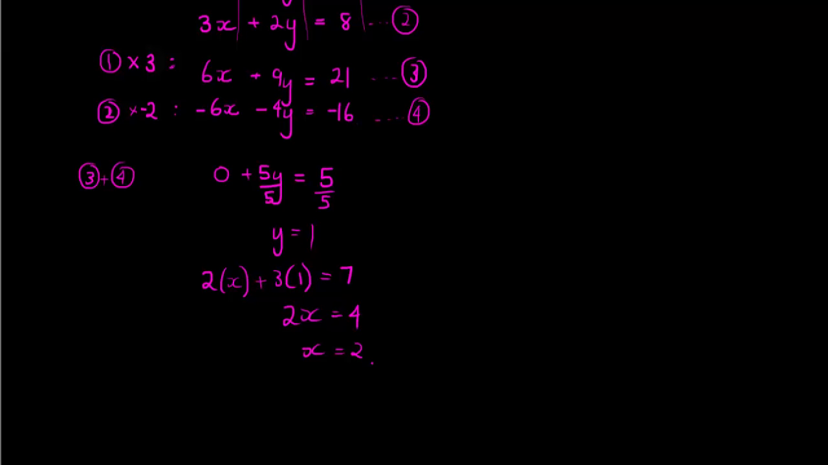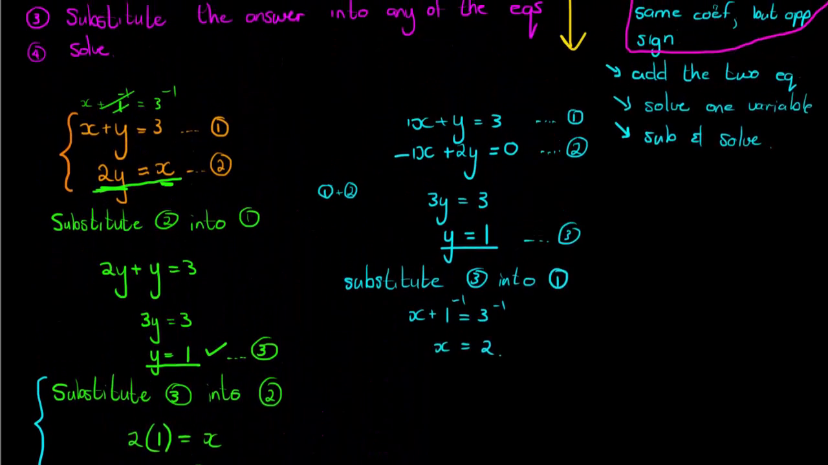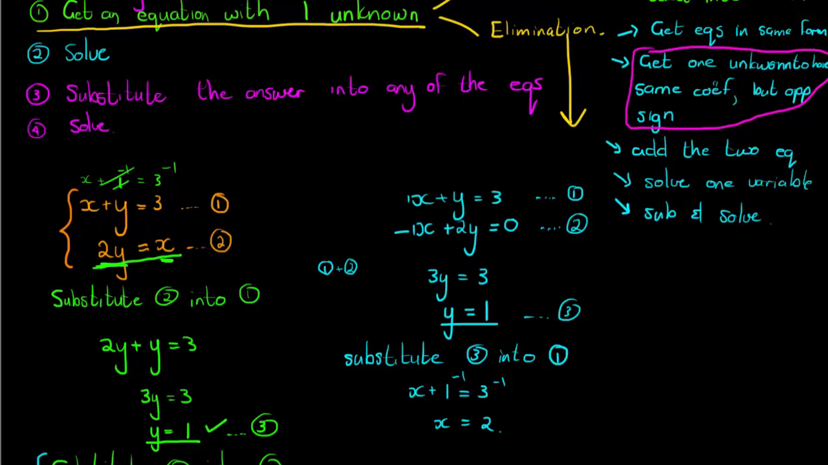In the next video I will look at what we do if one of the two equations is actually a quadratic equation. So if both of them aren't linear, what do we do then? I'll see you there.